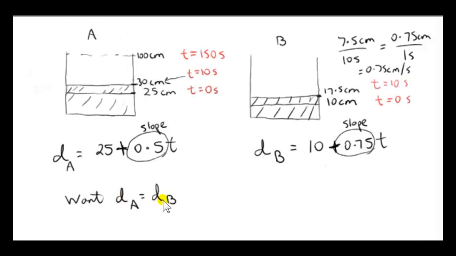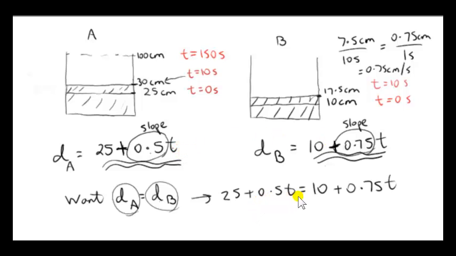So we want the depths to be the same. We want to find a value of t that gives the same value for each of these two depths. So we want a value of t that gives the same value for this expression as for this expression. So we put these expressions equal to each other because we want them to have the same value. Then we solve this to find the value of t that makes the two depths equal.